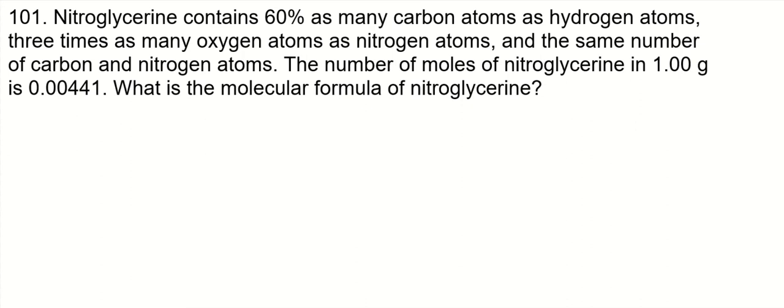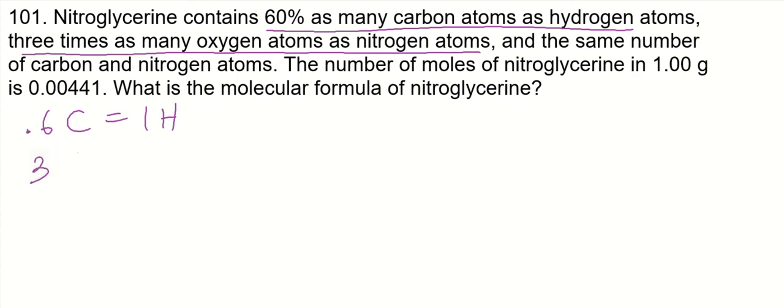All right, nitroglycerin contains 60% as many carbon atoms as hydrogen atoms. So let's express that as 0.6 carbon is equal to 1 hydrogen. 3 times as many oxygen as nitrogen. So 3 times as many oxygen is equal to nitrogen. And the same number of carbon and nitrogen atoms. So carbon is equal to nitrogen as far as quantity.